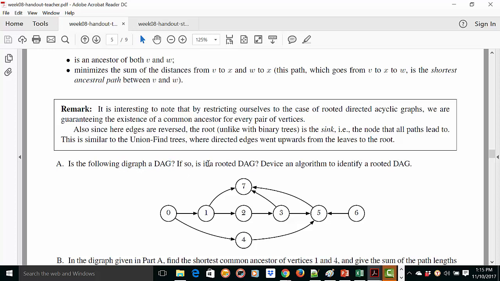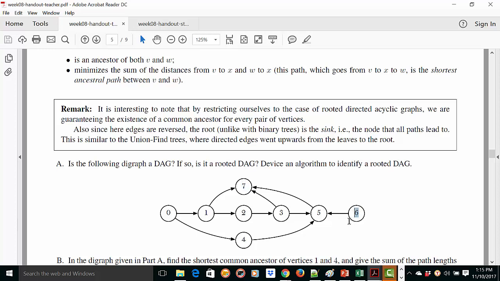If so, is it a rooted DAG? Rooted DAG means there's one single node with out degree 0. If you look at this 7, you'll notice that the out degree, that means the number of edges going out of 7, is 0. So therefore, there is a vertex with out degree 0. Are there other vertices with out degree 0? I guess not.